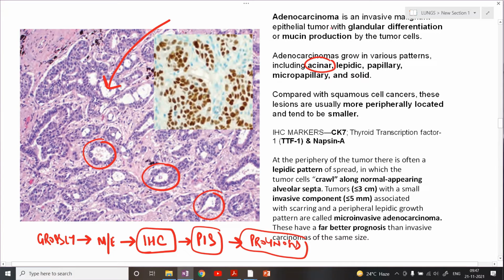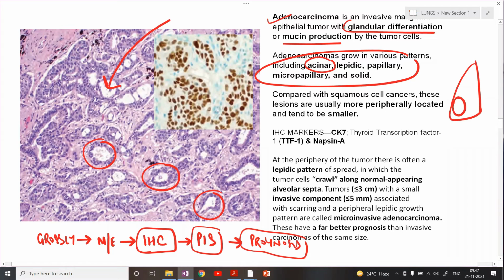Okay, so adenocarcinoma, how is it recognized? By the presence of glandular differentiation or mucin production, which may or may not be there. Different patterns I've already discussed. I'm not going over them again. And I've also told you that adenocarcinomas are more common in the lung periphery.